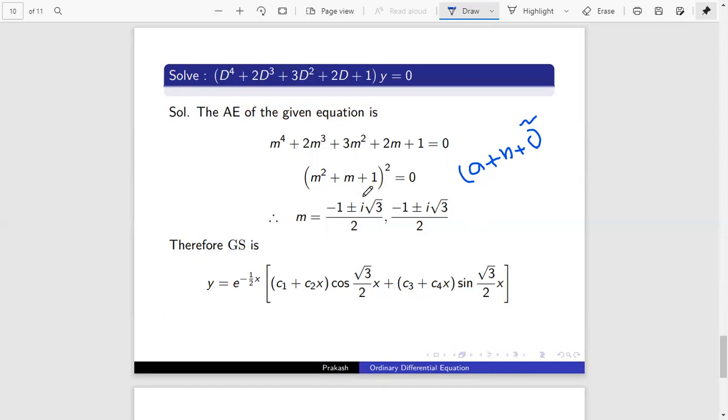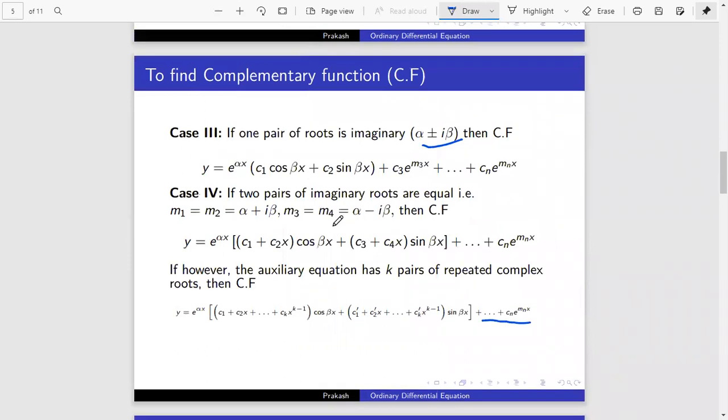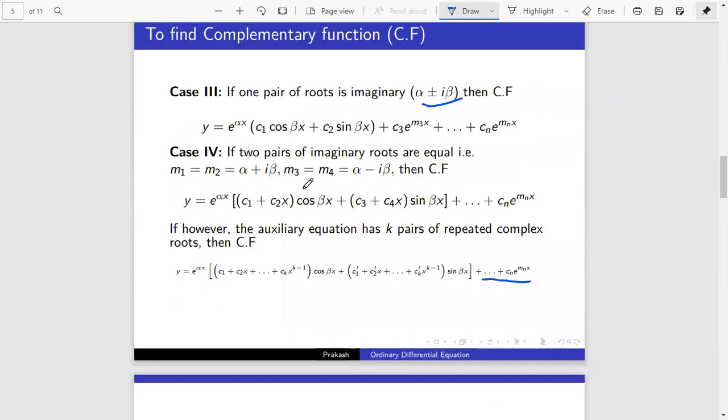Okay, since it is a square, we can write 2 pairs of complex roots. We have already discussed this case. What is the case? Two pairs of complex roots are equal. Just see here, this is the fourth case. If two pairs of complex roots are equal, then the solution will be in this format. Therefore, we can write the solution in this format.